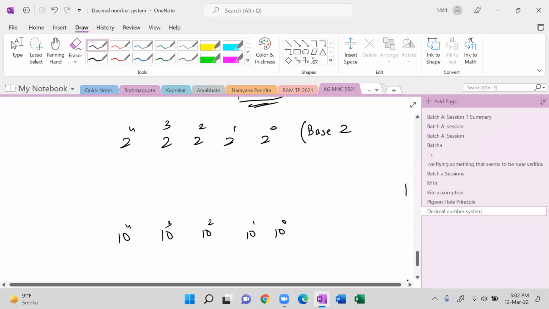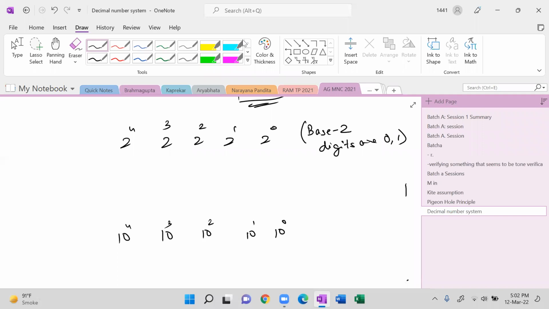Base is 2, not 0 and 1. The digits are 0 and 1. Yes, sir. Digits I meant that. 2 means 0 and 1, those 2 digits.